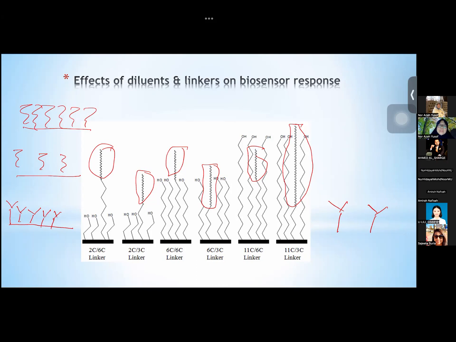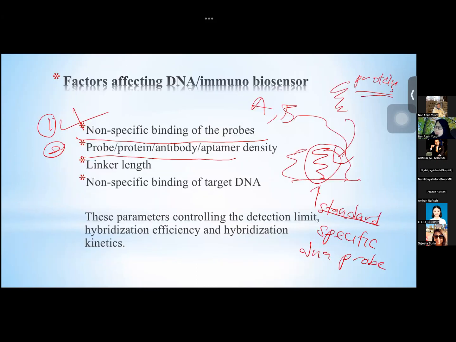Okay, so this is what we call the probe. Probe means the DNA, protein, if you're working with protein, like enzymes, antibody or aptamer. I think by now you should know all about this. Antibody, aptamer, density. So that is the meaning of density: how much you want to put on top of the sensor surface. If you really need to put a lot, you have to think about the surface area, how much area of sensor surface that you have.